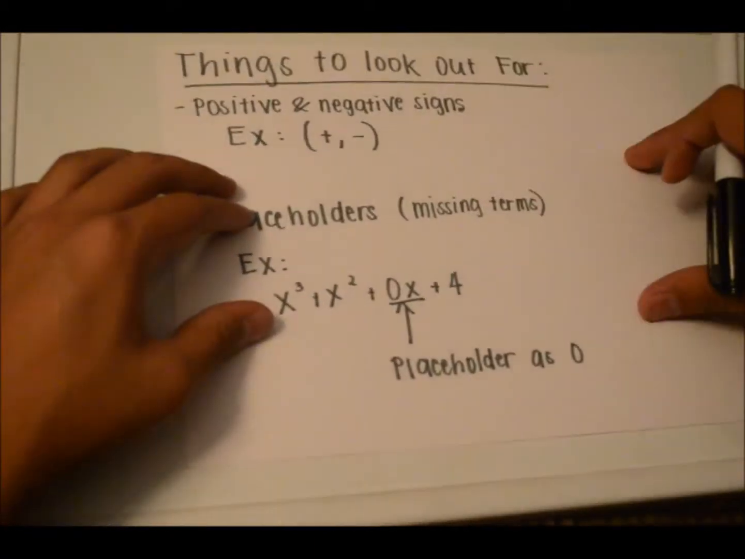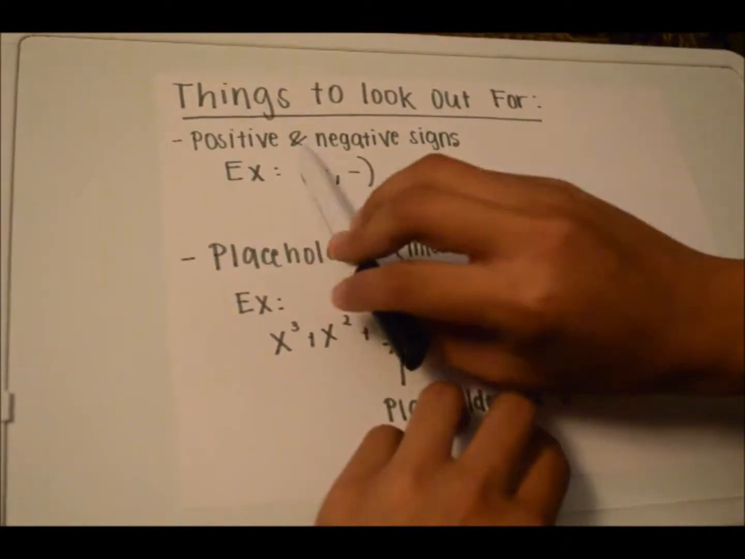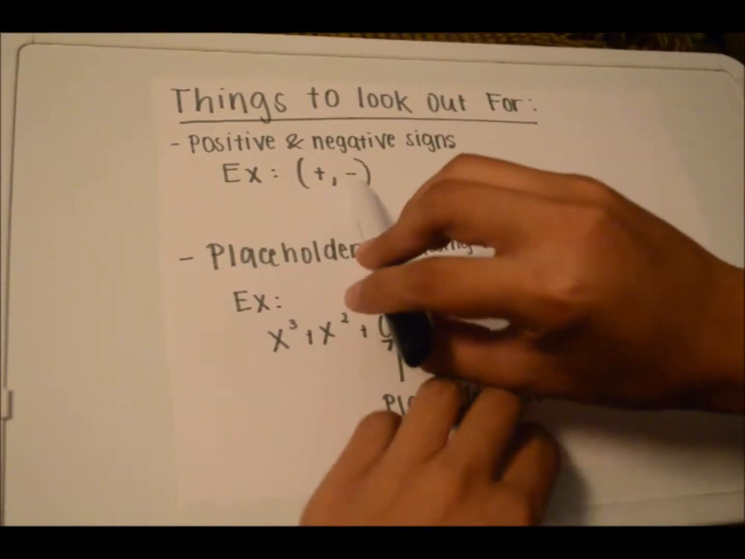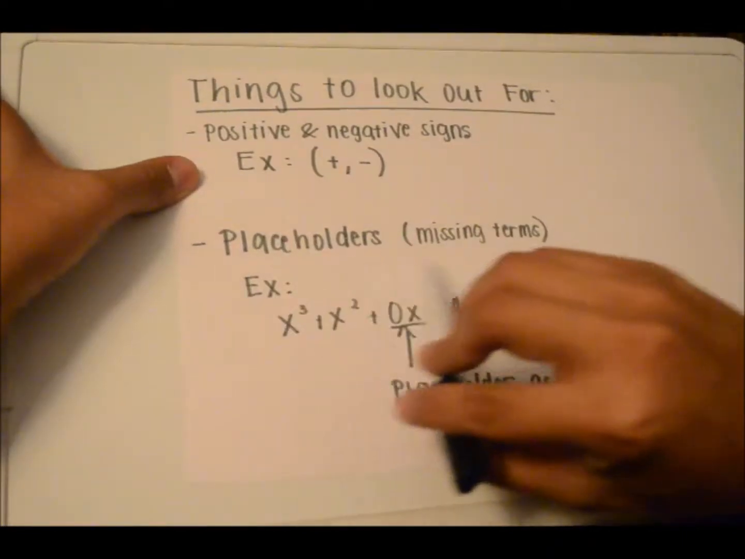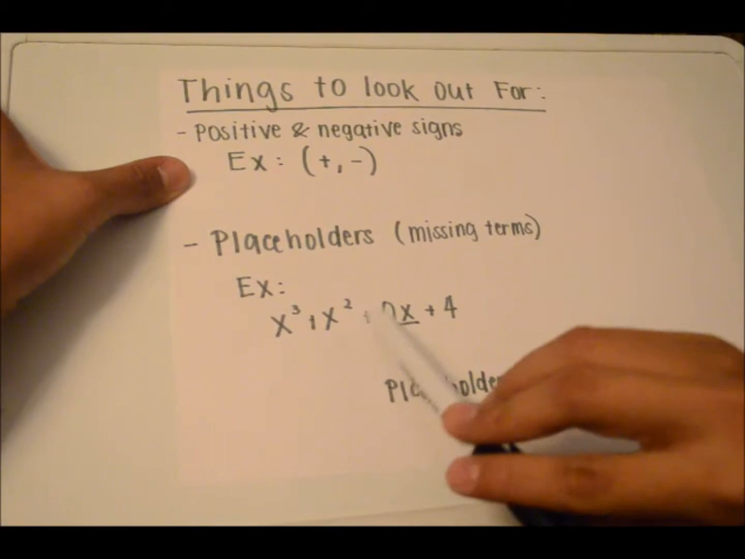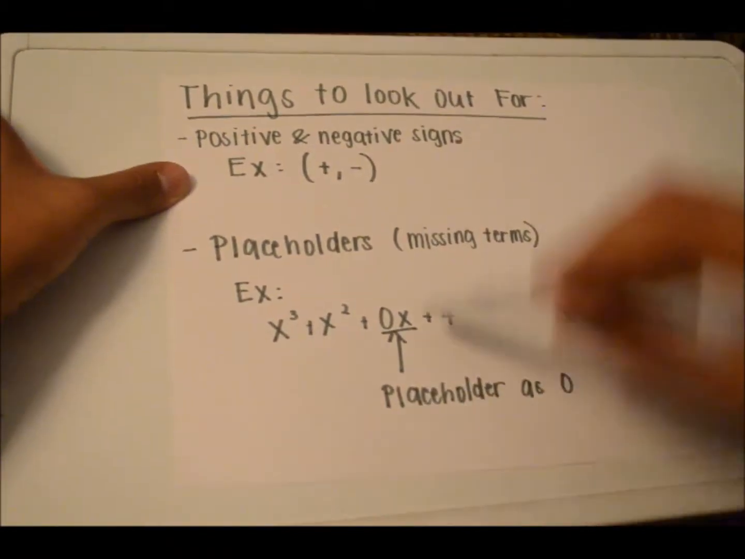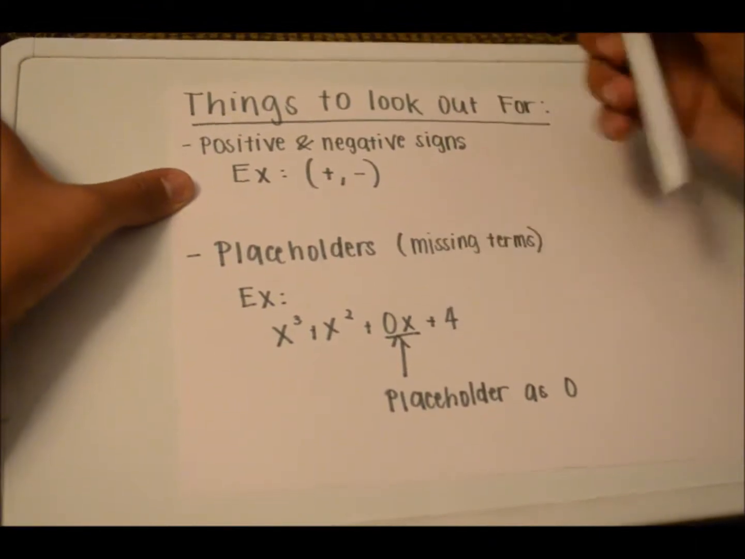Some things to look out for when solving are positive and negative signs, in which we are always subtracting using long division and adding during synthetic division. Also placeholders, which are missing terms. An example would be x cubed plus x squared plus 0x plus 4, in which we are using 0 as a placeholder for that missing term.